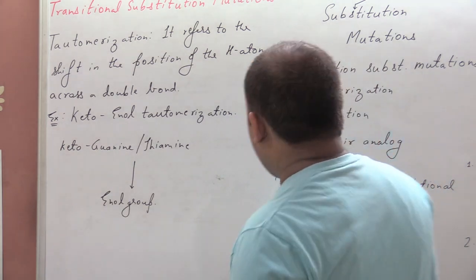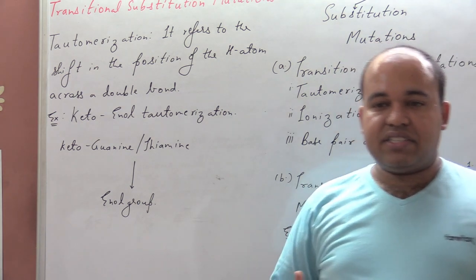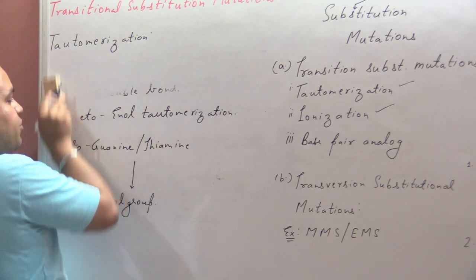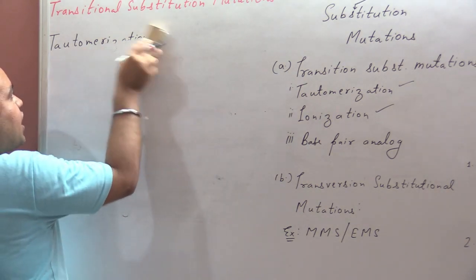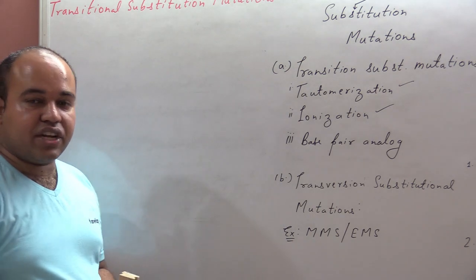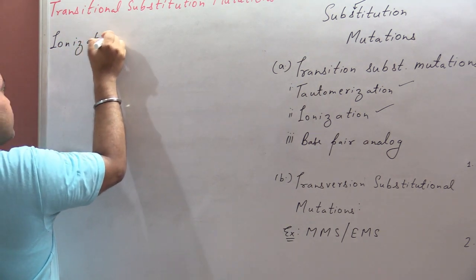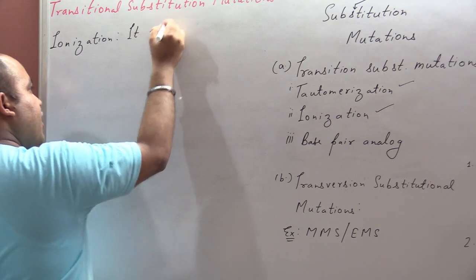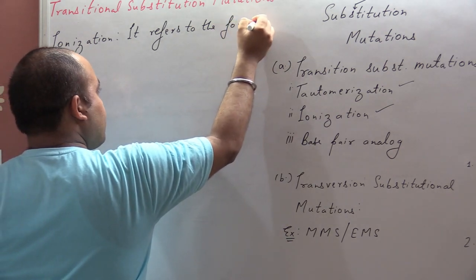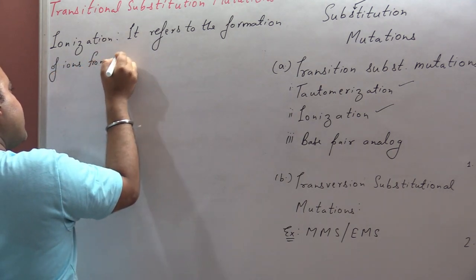Okay. Now, another type of mutation that we are going to talk about after tautomerization is ionization. Now, how does ionization take place? Ionization refers to the formation of ions from the nitrogenous bases that can occur in the presence of certain agents, certain radiations that can cause the ionization of the nitrogenous bases. Ionization refers to the formation of ions from the nitrogenous bases.